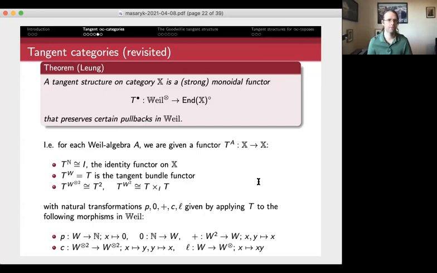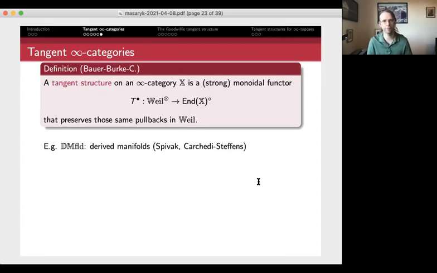All right. So this version of what a tangent structure on a category is, is much better suited for extending to infinity categories. In fact, it's so much better suited that we really can just copy it word for word, adding infinity in the appropriate place. So here is our definition of a tangent structure on an infinity category. It is, again, a monoidal functor from the monoidal category of V algebras to the infinity category of endofunctors. And we have the same requirement that those same pullback squares in V are preserved by this functor.